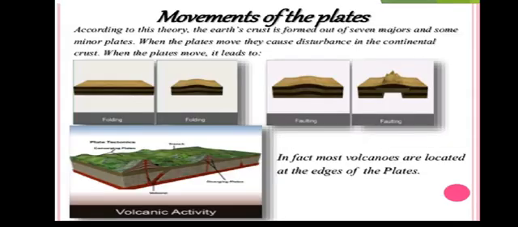Now, you might have heard various times about plates. Now, what are these plates? According to this theory, the Earth's crust is formed out of 7 major and some minor plates. World is divided into 7 major and some minor plates. When the plates move, they cause disturbances in the continental crust. When the plates move, it leads to folding, faulting, and volcanic activity.